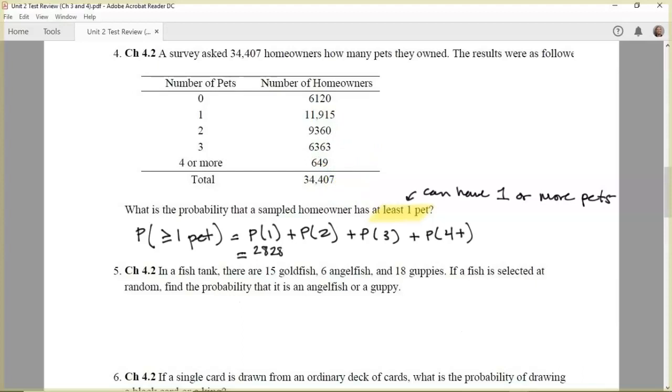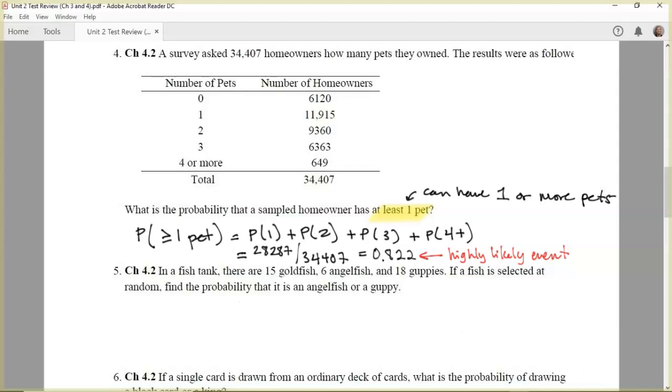We add that information together, and we get 28,287 out of the total 34,407, and that gives us a probability of about 82%. That's a highly likely event to occur. If we were to select a homeowner at random, they would have at least one pet. Most of the individuals in the distribution have one pet.